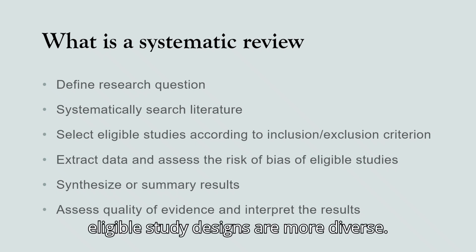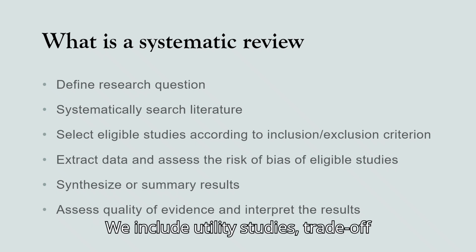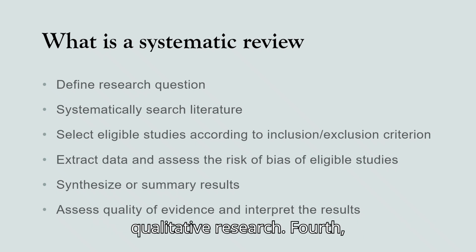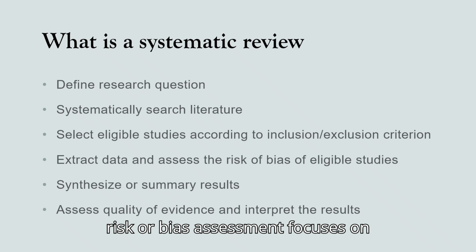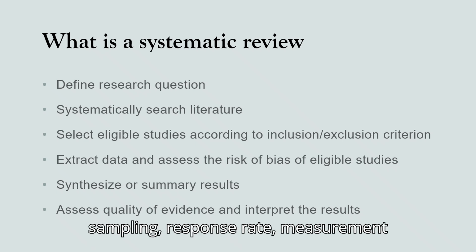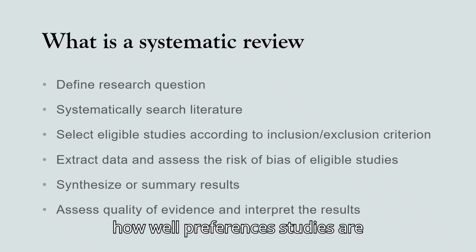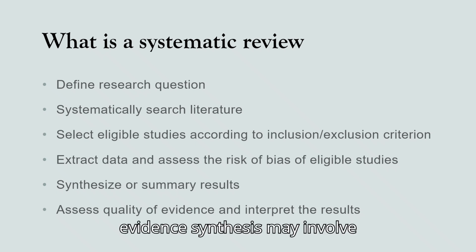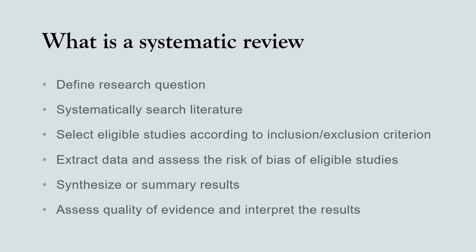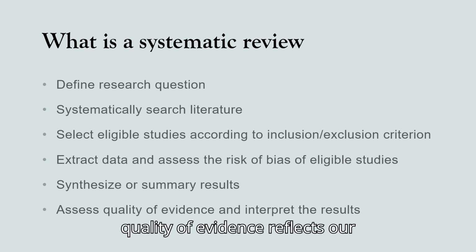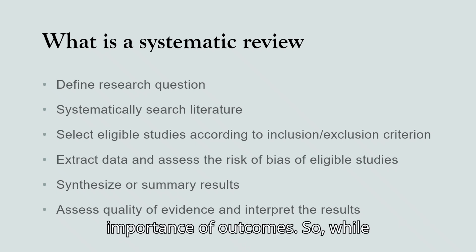Third, eligible study designs are more diverse. We include utility studies, trade-off studies, other quantitative results, and qualitative research. Fourth, risk of bias assessment focuses on sampling, response rate, measurement tools, and analysis methods that affect how well preference studies are conducted and preference results are captured. Fifth, evidence synthesis may involve meta-analysis when data are comparable, but often relies on structured narrative synthesis. And finally, quality of evidence reflects our confidence in conclusions about the importance of outcomes.